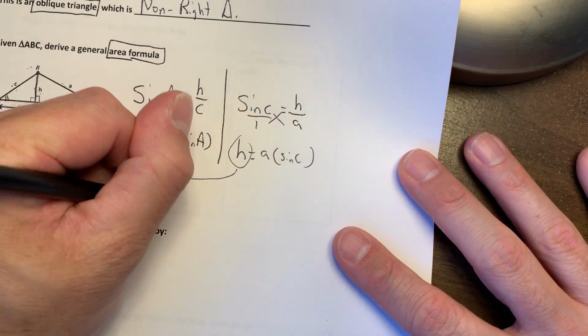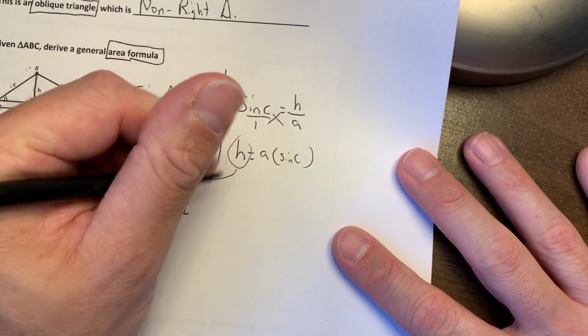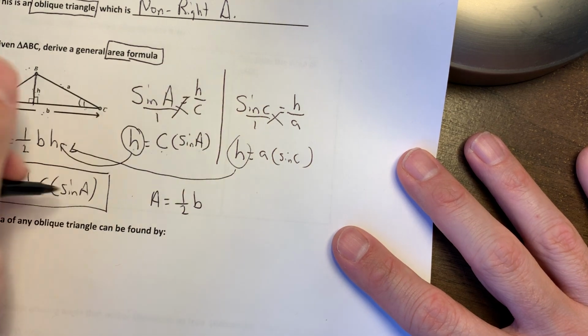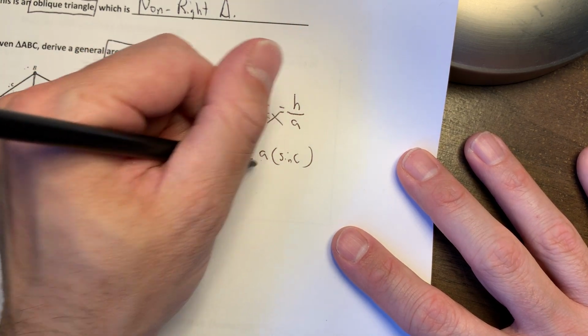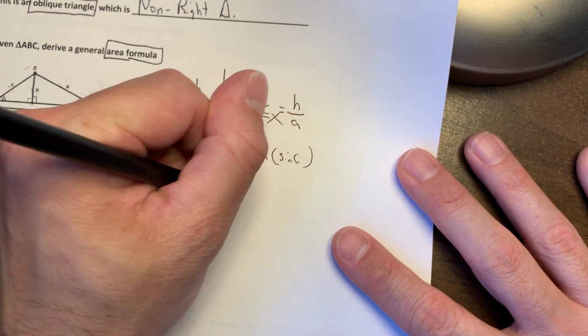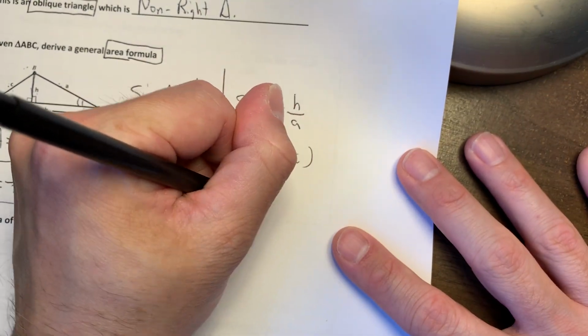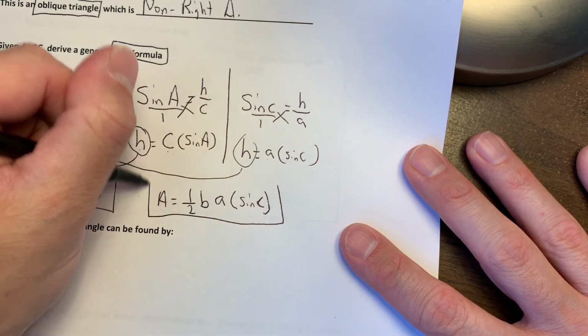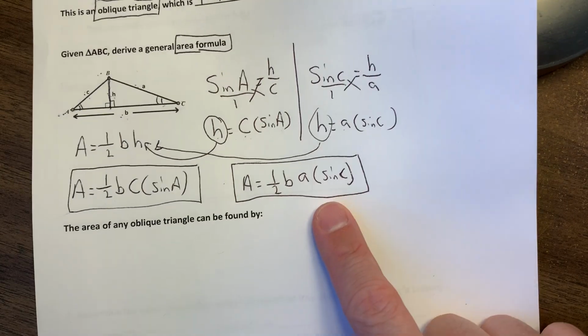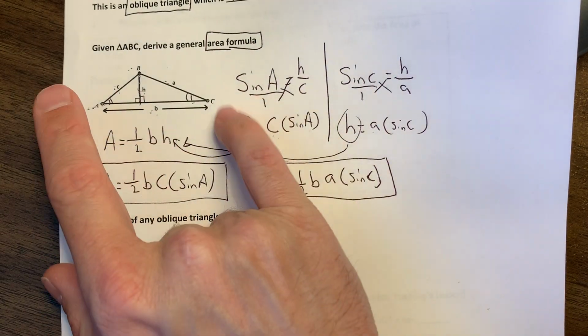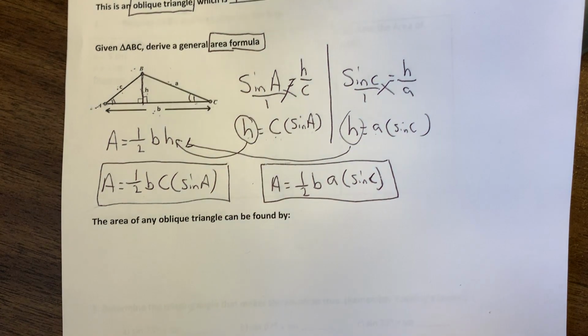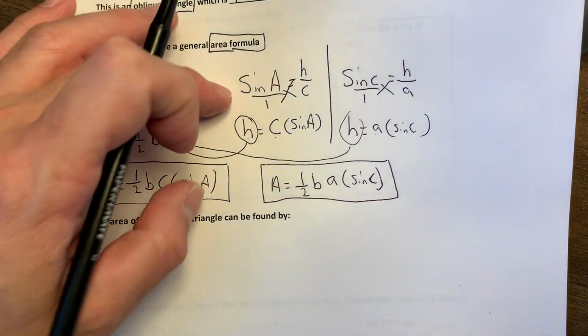What if I take what I get for the height and I plug it in? What do I end up with? You get another formula, and it looks like this: 1/2 the base times side A times the sine of C. All right? And this is another formula that I can use to find the area. It just depends on what side you're going to use on the triangle. Are you going to do the sine of A or are you going to do the sine of C?